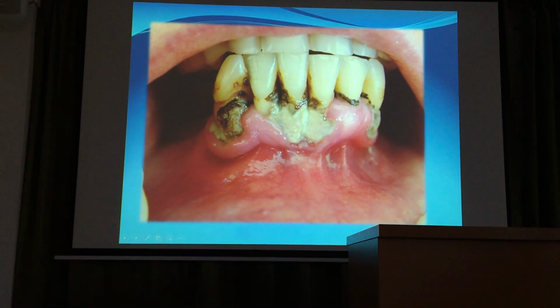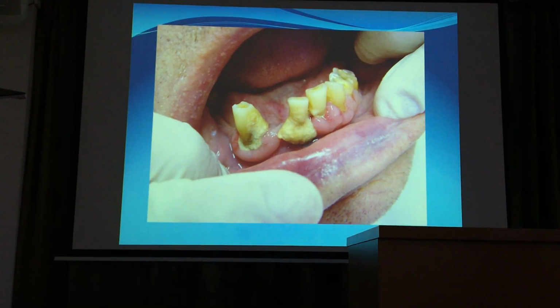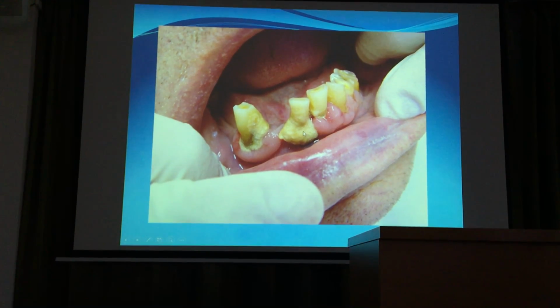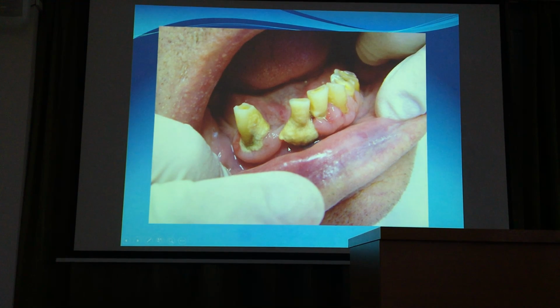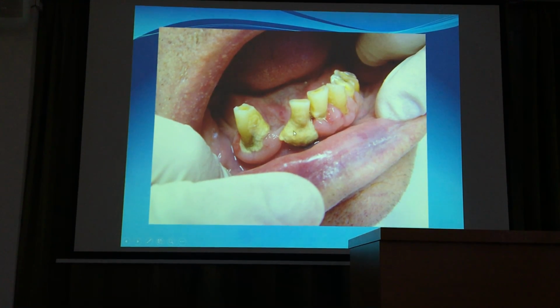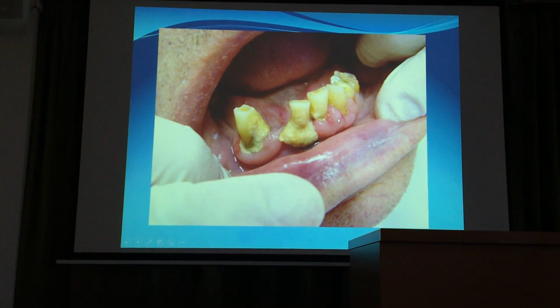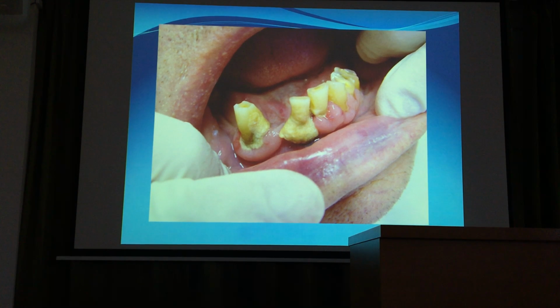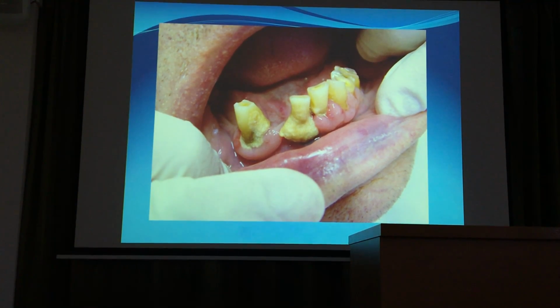Sure. So it's quite a terrible situation. Not a good example. Huge calculus deposits. You see, the color is yellowish, but it's quite huge. Okay, and the gingival margin is also not optimal. So I think it's quite a sad situation. How can you become like this?